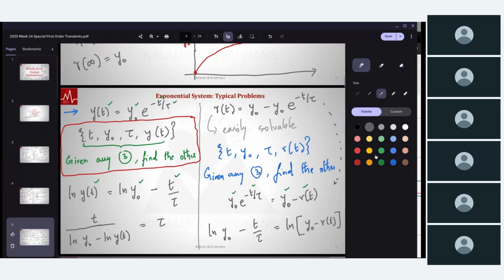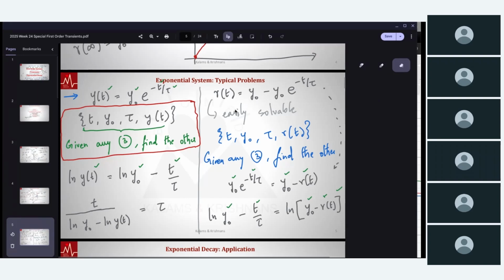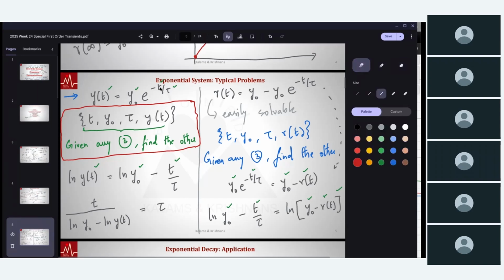For example, if tau is unknown, you can calculate this value, you can calculate the difference, you can calculate this ln. You have 3 constants and tau in the denominator, so you can easily solve for it, just like the previous equation. This is like a corollary, a simple modification of that. The problem is essentially one and the same. Okay, here you're looking at y naught e power minus t by 2.